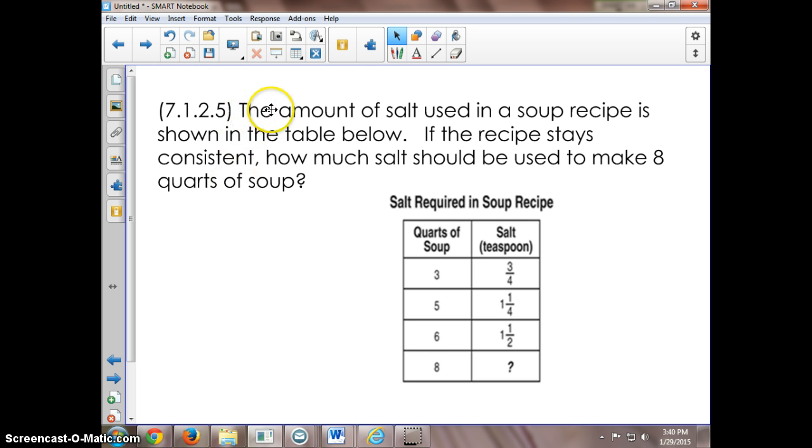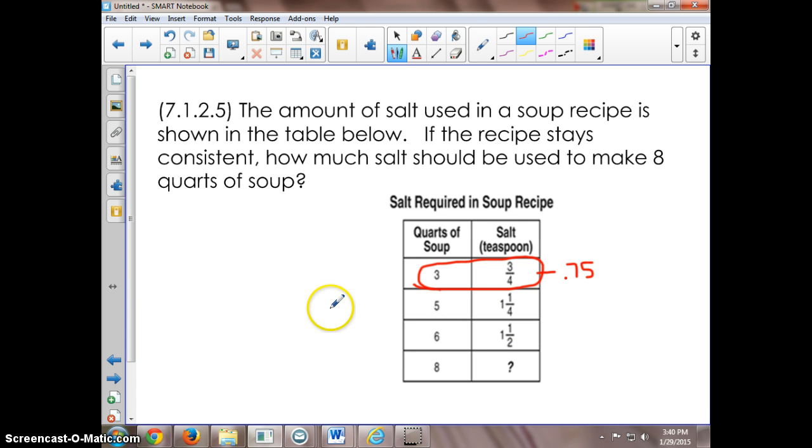So the problem says the amount of salt used in a soup recipe is shown in the table below. If the recipe stays consistent, how much salt should be used to make 8 quarts of soup? Well, we want to think about the relationships we have going on between the quarts of soup and the amounts of salt. So for instance, I could rewrite 3/4 teaspoon of salt as 0.75 using my calculator.